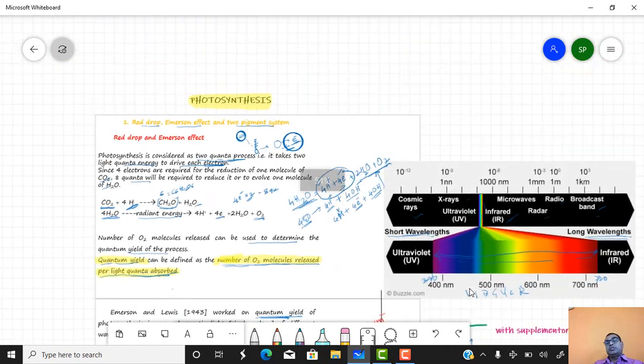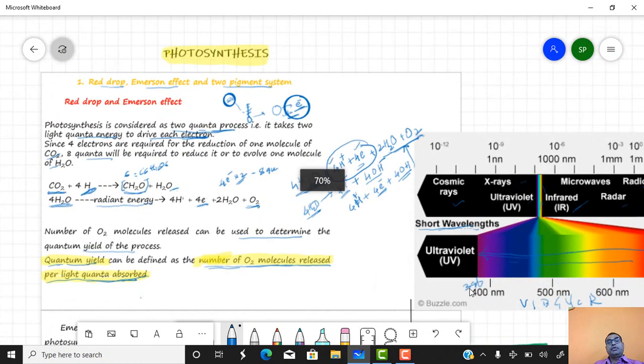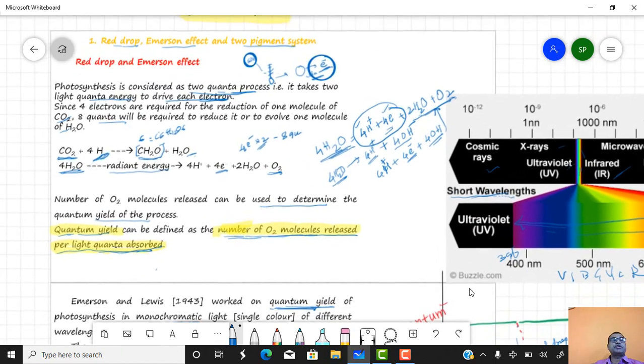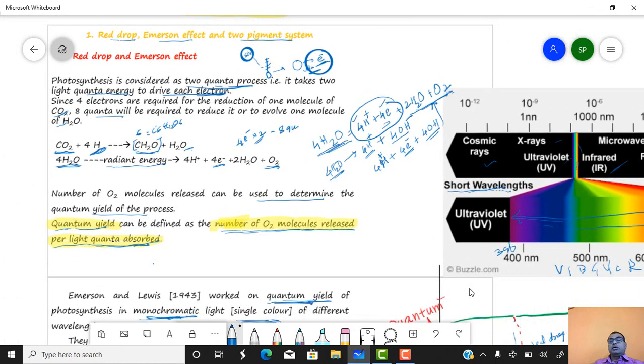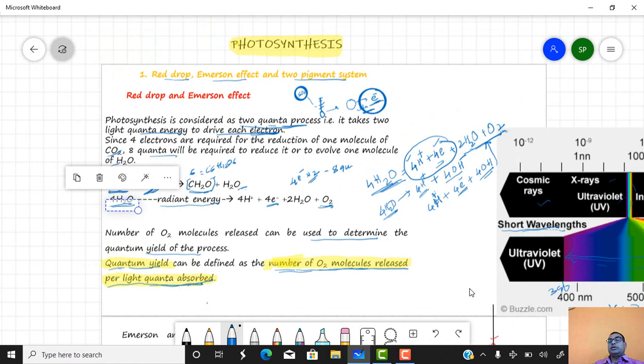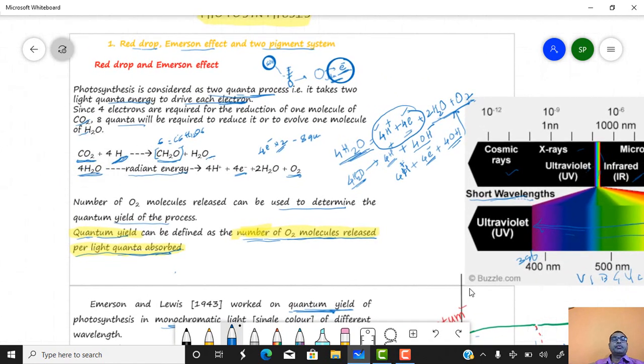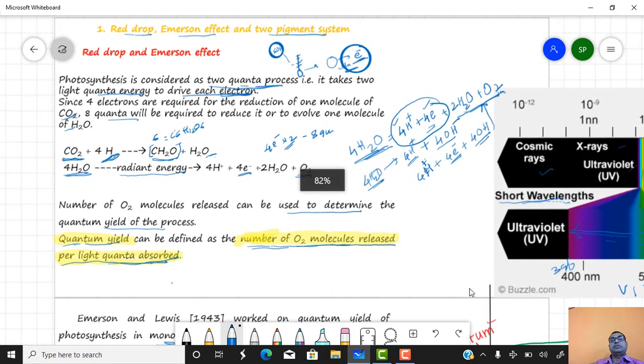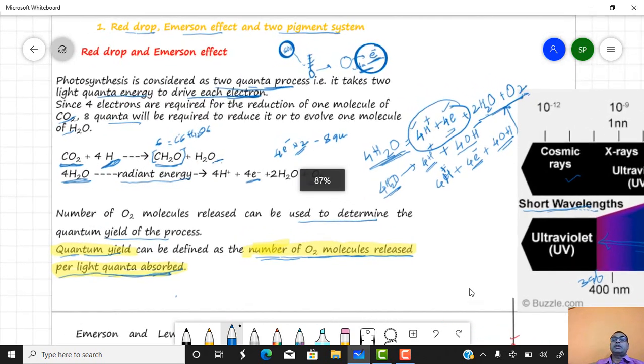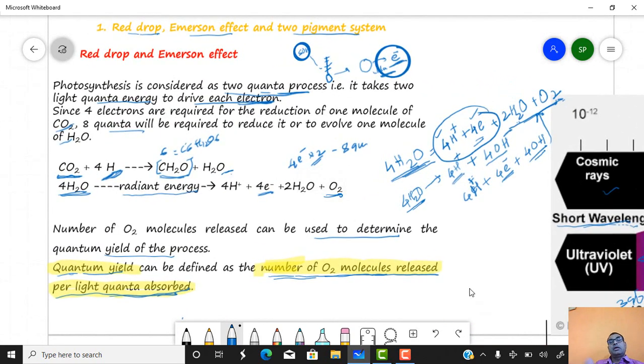Today's point is about red drop, Emerson effect, and two pigment system. If one wants to see the mechanism of photosynthesis, then one must know what is red drop, what is Emerson effect, and what is two pigment system. But before going to red drop, Emerson effect, and pigment system, let me say about the quantum yield.